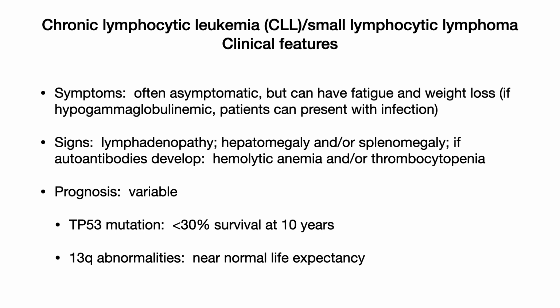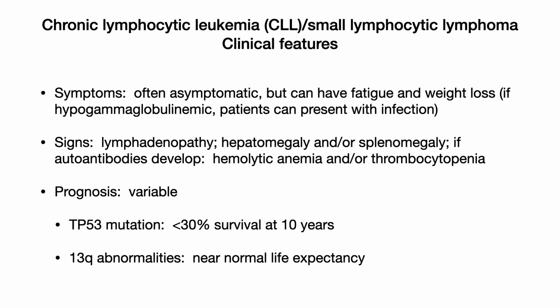They could also present with fatigue and weight loss, and they can become hypogammaglobulinemic, so they can present potentially with infection. As with any type of leukemia, lymphoma, they can present with lymphadenopathy, potential hepato or splenomegaly. And then not only can they be hypogammaglobulinemic, but it is possible for them to produce autoantibodies, and they can develop a hemolytic anemia and or thrombocytopenia.